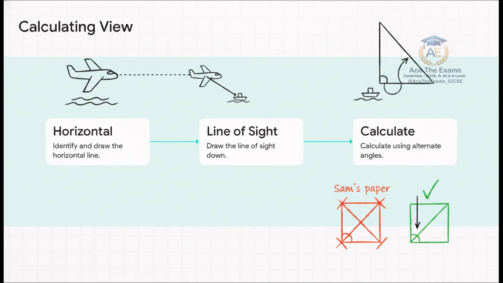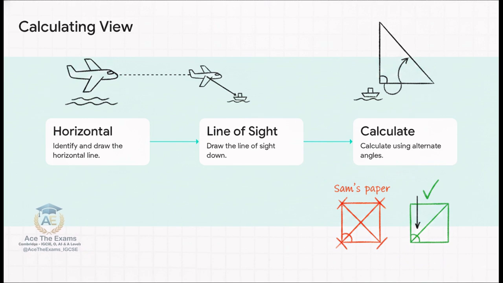And here is the absolute magic trick for this. Because the plane's horizontal line of sight and the sea are parallel lines, we can use alternate angles. You might know them as the Z angles. That means the 60-degree angle of depression, looking down from the plane, is exactly equal to the 60-degree angle of elevation, looking up from the boat.